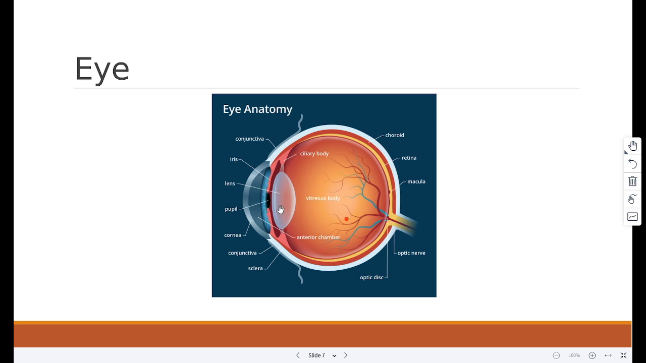And then, last, we have the pupil. It is the hole that allows light to enter the eye.